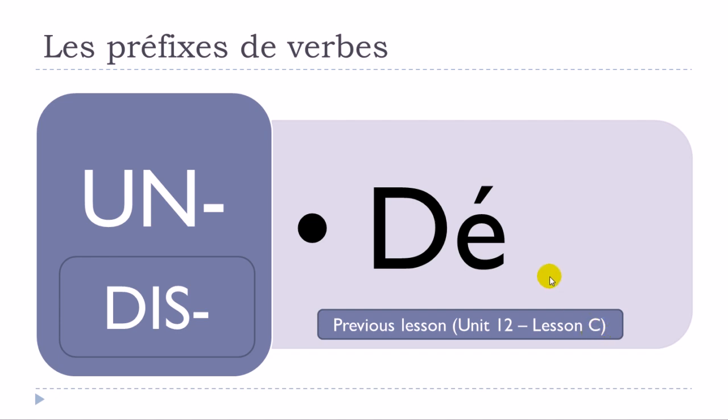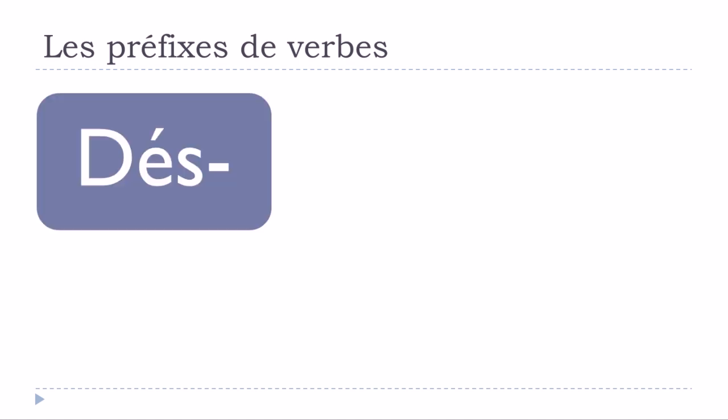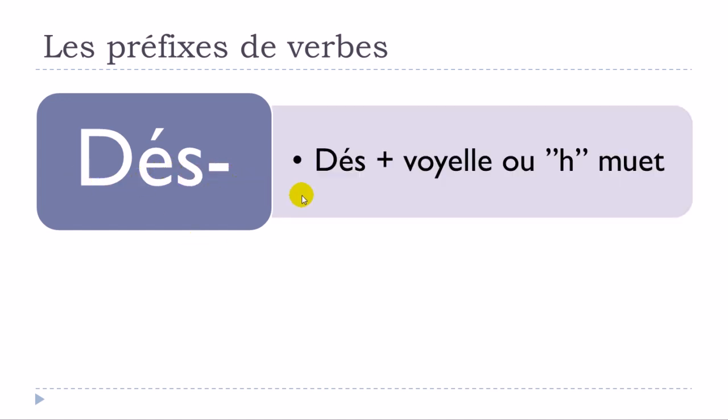Okay, but then this prefix will be used for the verbs that will start with a consonant. But then we've also got verbs starting with a vowel, or the mute H plus a vowel, and in that case we'll have to use dés accent aigu s. Okay, so in this video we'll see this dés, and it will be used for the verbs starting with a vowel, or then h, but muet, mute, plus a vowel.